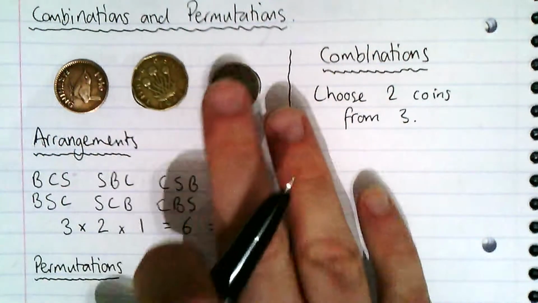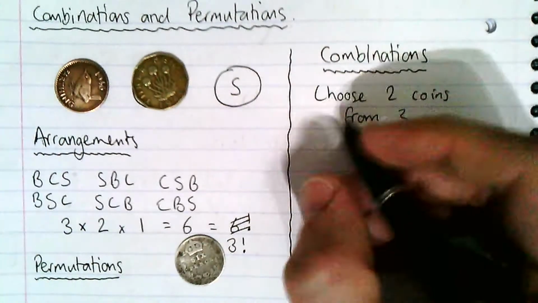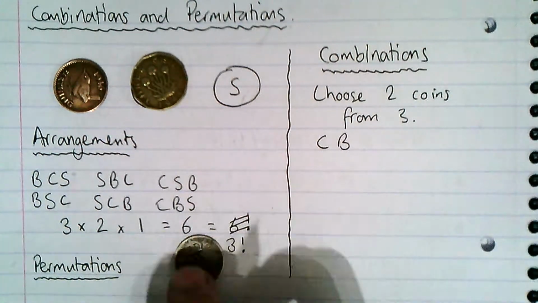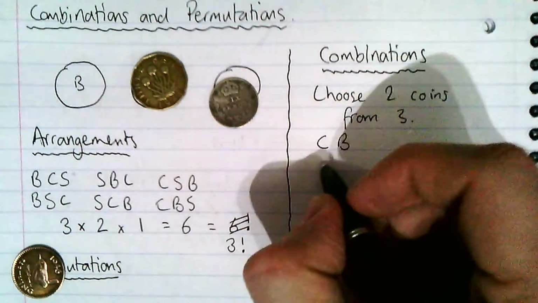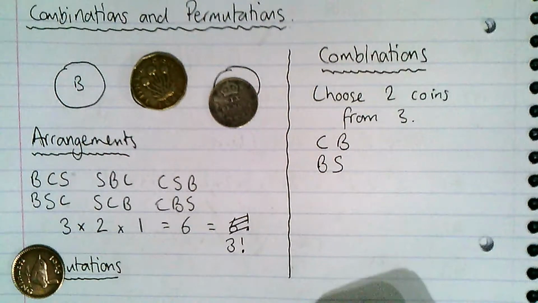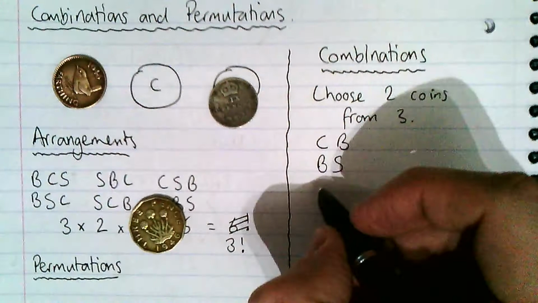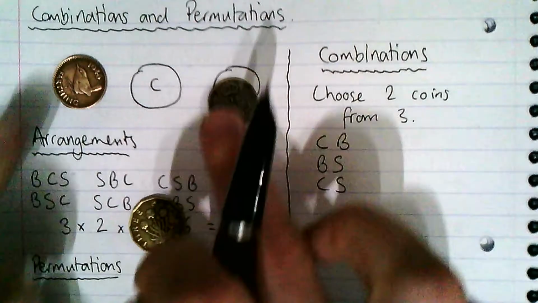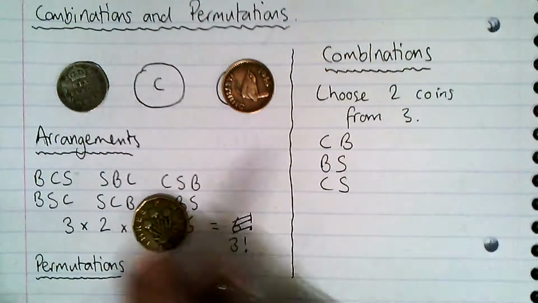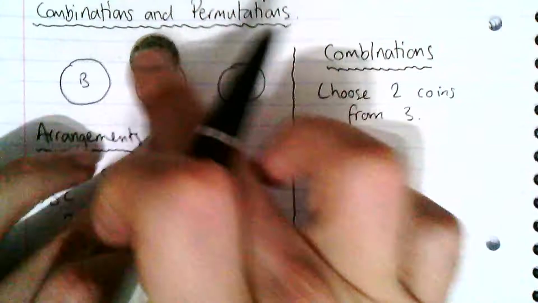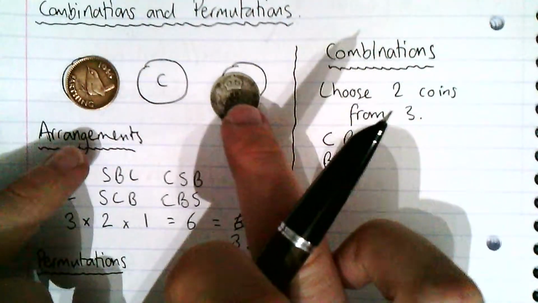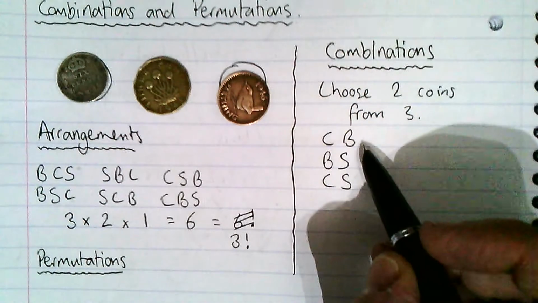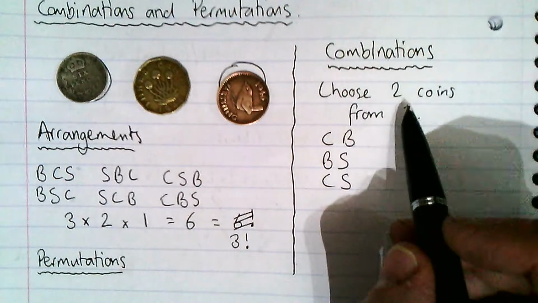So I could choose, say, copper and brass. So that's copper and brass. I could choose brass and silver, or I could choose copper and silver. Now, I know what you're thinking. You think, oh well, could I choose silver and copper? Well, it's the same pair of coins, isn't it? It doesn't matter whether they're that way around or that way around. Copper and silver, silver and copper, it makes no difference. The point being here is I would just want to simply pick 2 coins from those three.